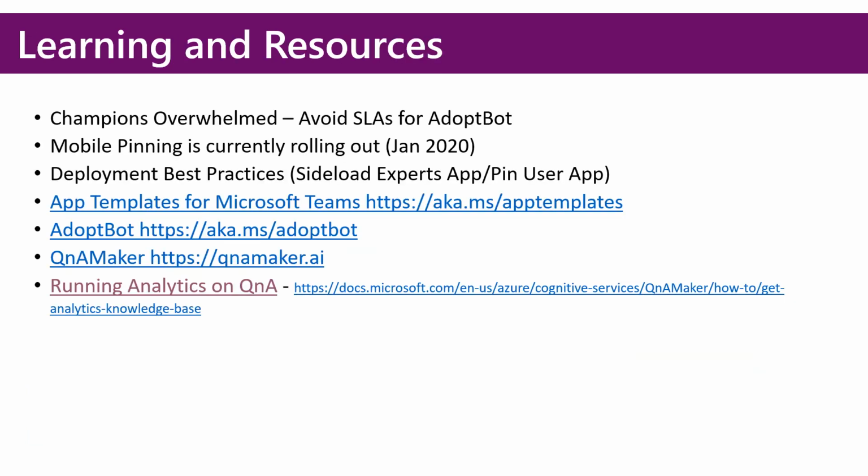Here's some learning and resources I've discovered as I deployed AdoptBot at several large customers. The first is that your champion's network could potentially be overwhelmed. You want to avoid setting a tight SLA for escalations to AdoptBot. Unlike your service desk, this is peer support with people helping people and doesn't necessarily warrant the same tight SLA. Next, mobile pinning is currently rolling out in Office 365 service. AdoptBot works great on mobile, but you may not see it pinned in the bottom until later this winter.